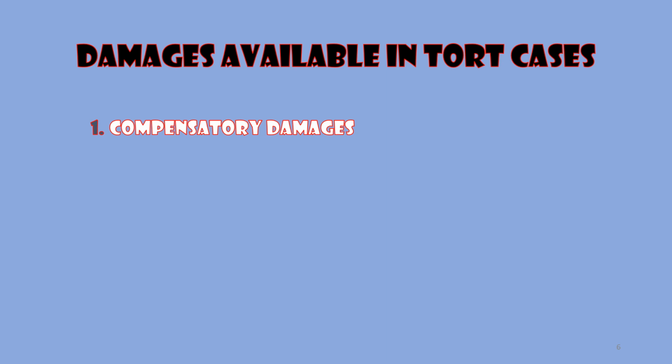Once again, compensatory damages are designed to compensate the victim for all of the harm caused by the person who committed the tort. Second type of damages are nominal damages. Nominal means small. Nominal damages are a minimal amount that signifies the defendant's behavior was wrongful, but no harm was caused.